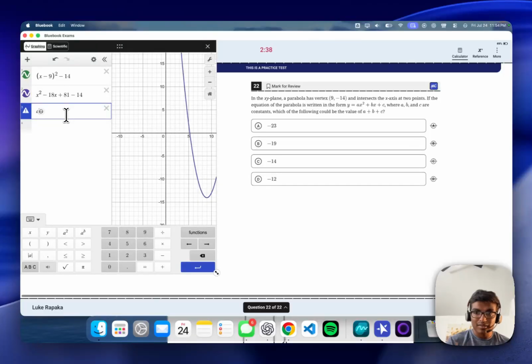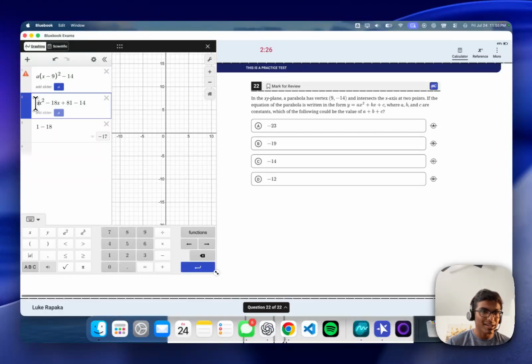A plus b, so 1 minus 18. Oh wait, shoot, I forgot the a term. I knew it, okay. I forgot something there. All right, so this is going to be a minus 18a plus the whole c term, 81a minus 14, right?